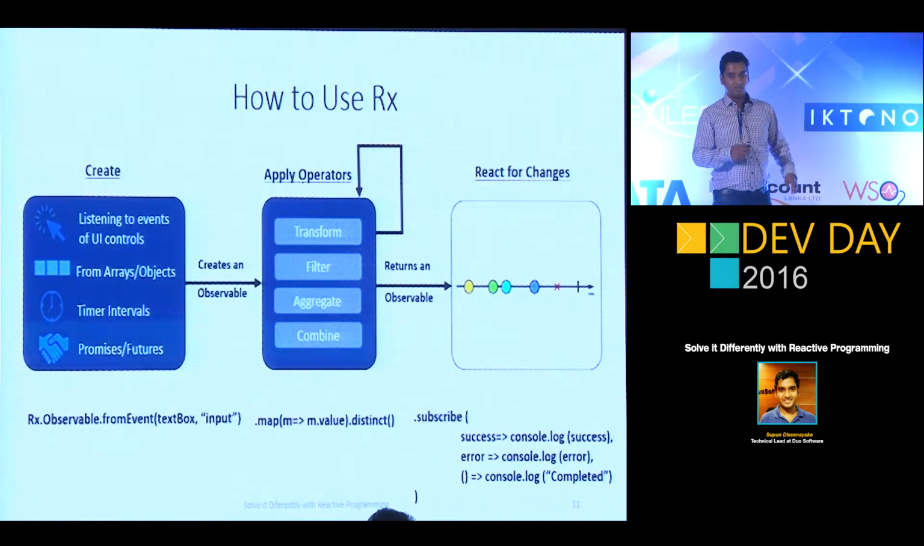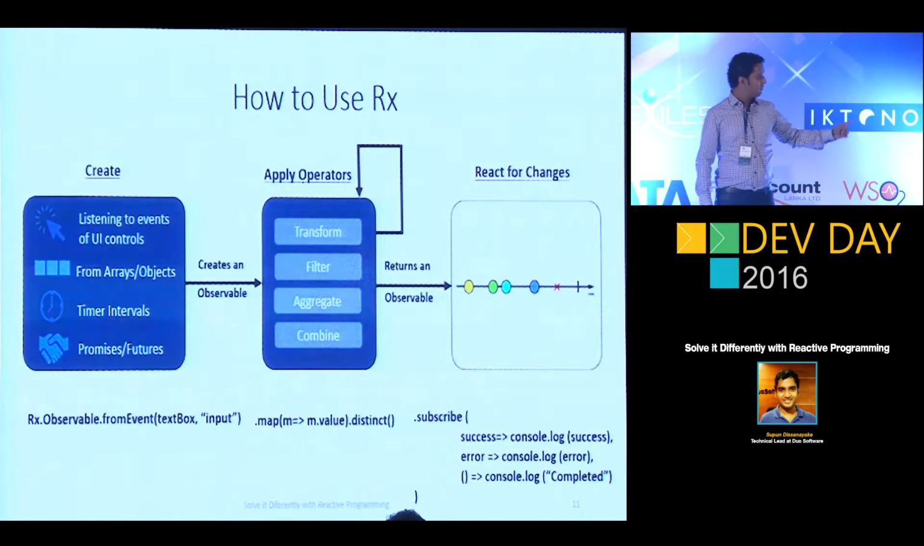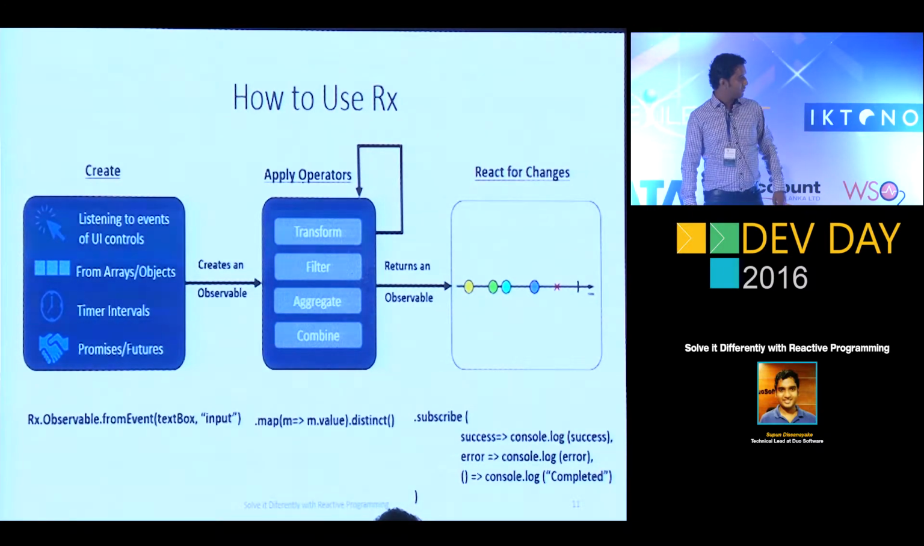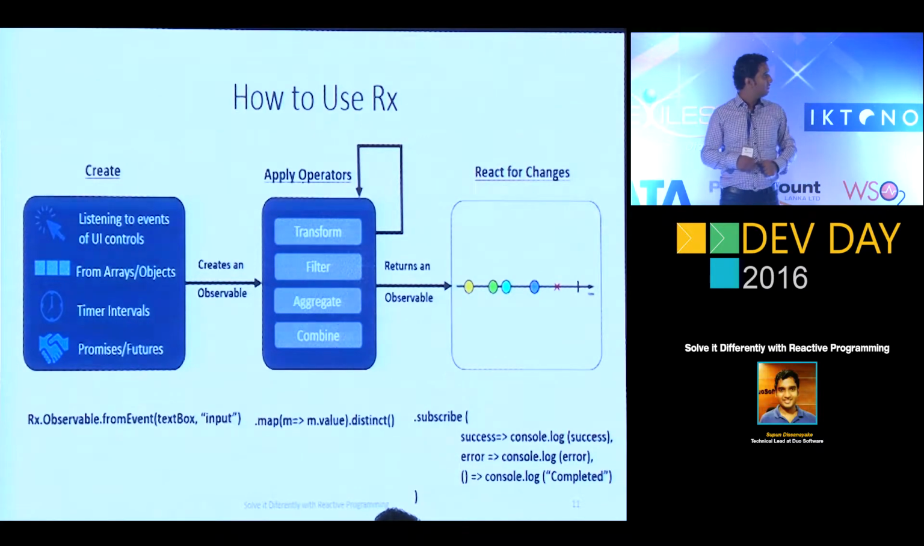Whenever an error occurs in any of the observables that is applied, let's say one doing some sort of transformation or anything, it will trigger that error method. And once the observable completes, our observable can be long running or completed. Once it gets completed, it will trigger that last method.